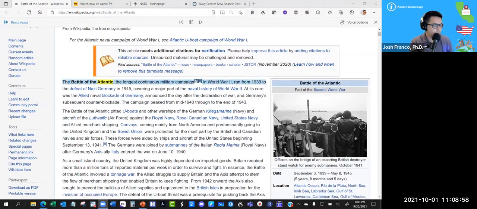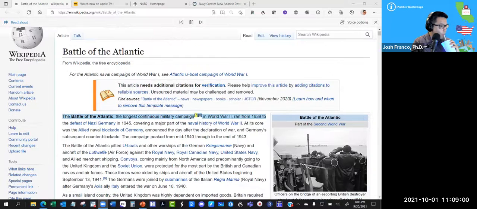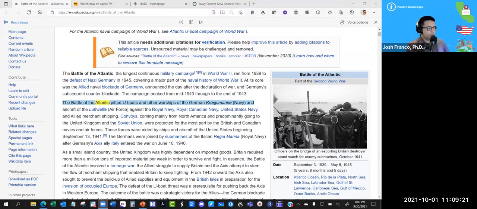The Battle of the Atlantic, the longest continuous military campaign in World War II, ran from 1939 to the defeat of Nazi Germany in 1945, covering a major part of the naval history of World War II. At its core was the Allied naval blockade of Germany, announced the day after the declaration of war, and Germany's subsequent counter-blockade. The campaign peaked from mid-1940 through to the end of 1943. The Battle of the Atlantic pitted U-boats and other warships of the German Kriegsmarine, Navy and aircraft of the Luftwaffe, Air Force, against the Royal Navy, Royal Canadian Navy, United States Navy, and Allied merchant shipping.